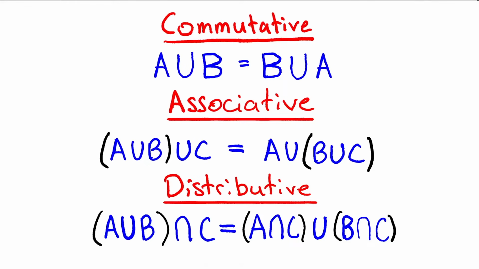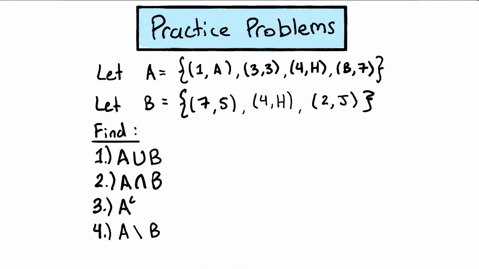And finally, they're also distributive. So for example, you can distribute this intersection symbol on this A union B, and you'd get A intersect C union B intersect C. So let's look at a practice problem that really hammers home all these concepts we just learned in our basic definition section.